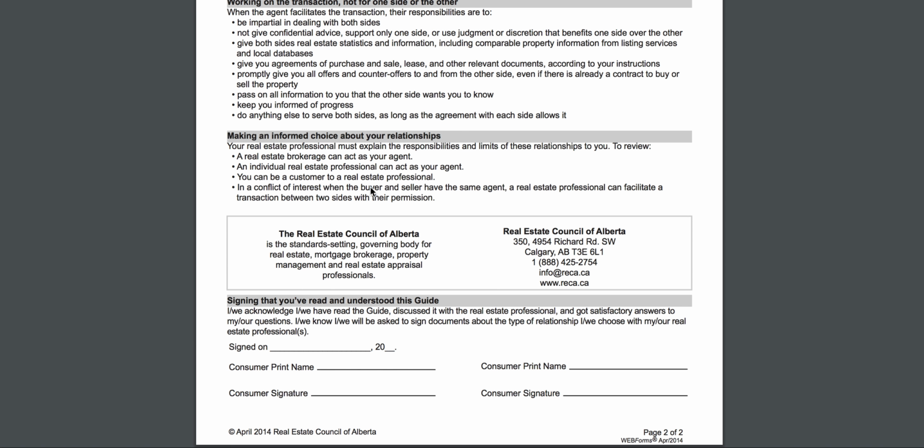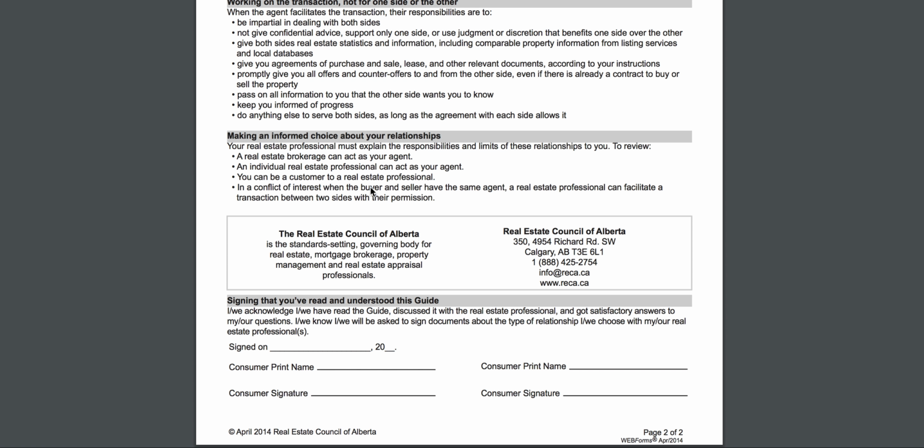We can give both sides, obviously, agreements to purchase or sell, lease, or other relevant documents. And then we pass on the information to both parties. We simply are a go-between in this case. And we keep you informed on the progress as to what's going on. This document just helps you make informed choices about your relationships in a real estate transaction.